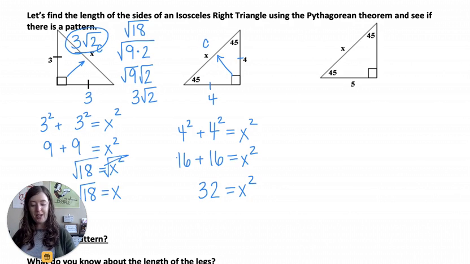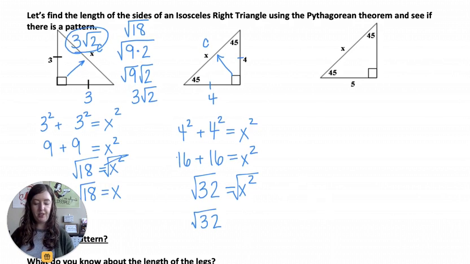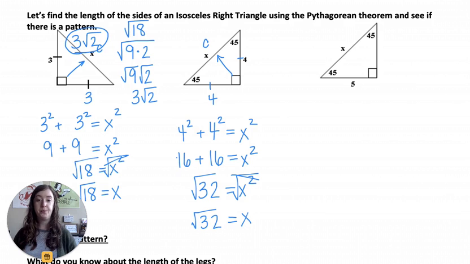To get rid of that squared, we're going to take the square root of both sides. So we have the square root of 32. The square root of x squared, that squared and square root cancel out, so we're left with x. So now we need to simplify the square root of 32.